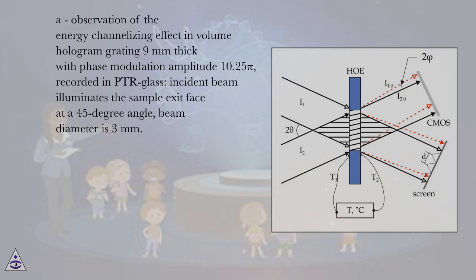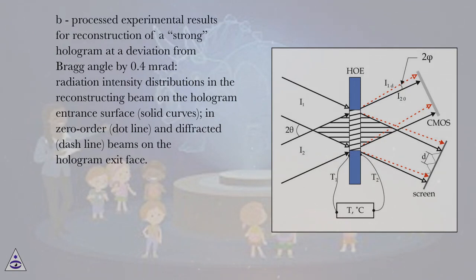The channelized radiation intensity in the direction of the isophase surfaces is zero as distinct from Bragg conditions of reconstruction, whereas another two radiation propagation channels emerge symmetrically to the right and the left with respect to the Bragg propagation channel. A. Observation of the energy channelizing effect in volume hologram grating 9 mm thick with phase modulation amplitude 10.25 pi, recorded in PTR glass.